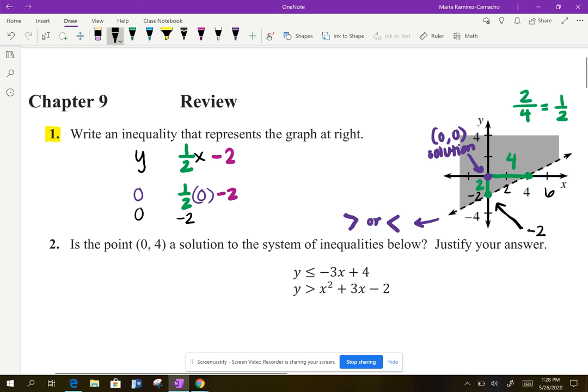Is 0 greater than -2 or less than -2? It is greater than. And so the inequality that I need to have is greater than. So this is your final answer.